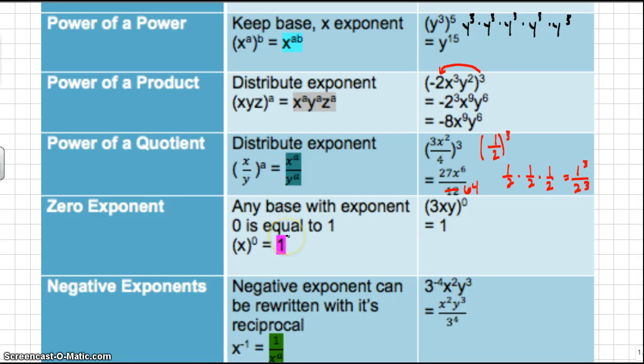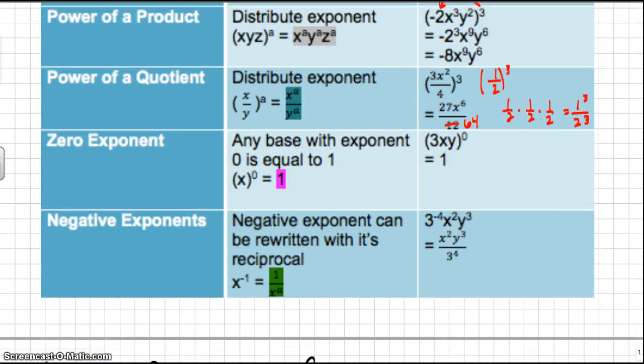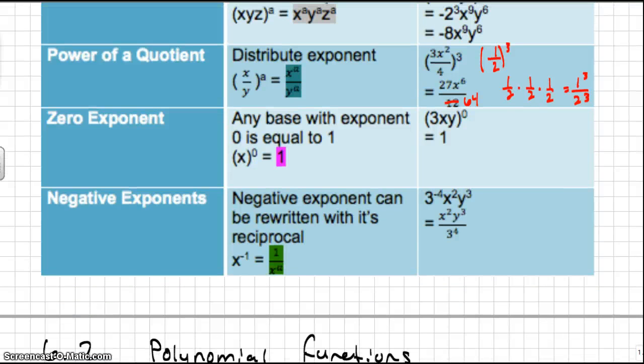The easiest rule to remember is the zero exponent rule, and that just says that anything raised to the 0 power is 1. Anything raised to the 0 power is 1. And if you need me to prove that, I can, but I'm not going to go through that right now.